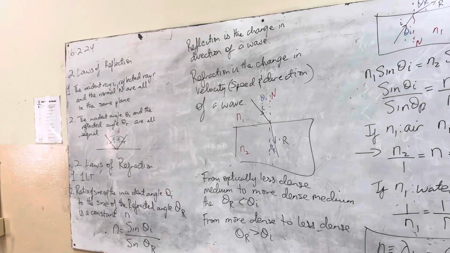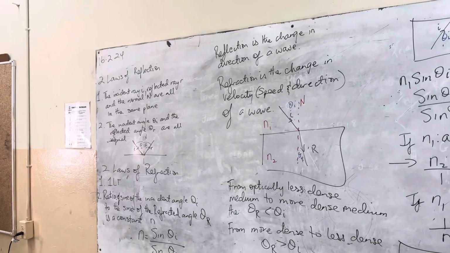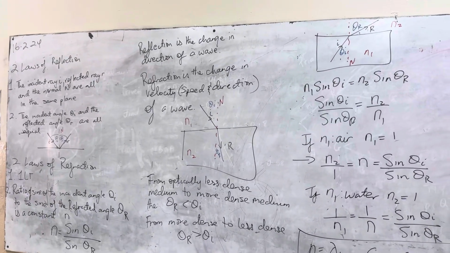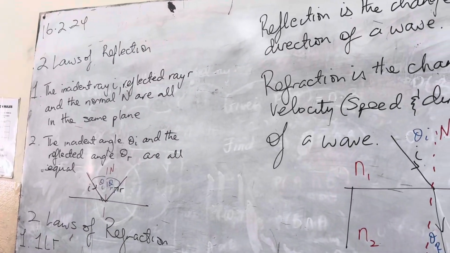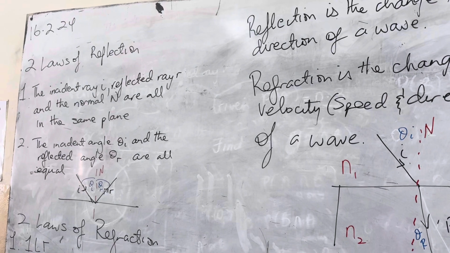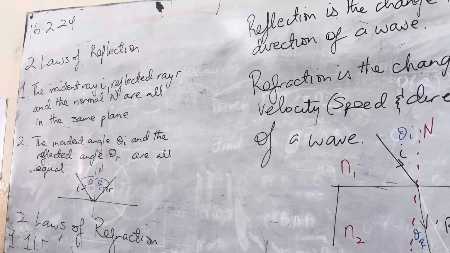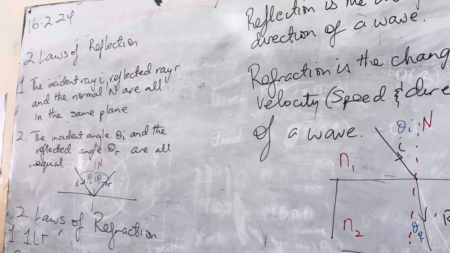So this is second term physics. We're looking at some optics. So we have two laws of reflection. The first law of reflection is that the incident ray I, the reflected ray, comma, R, and the normal, capital N, are all in the same plane.